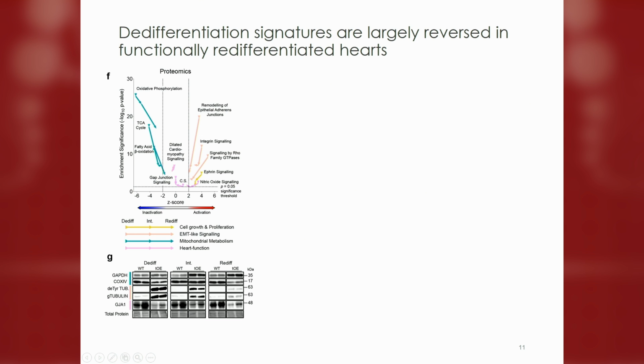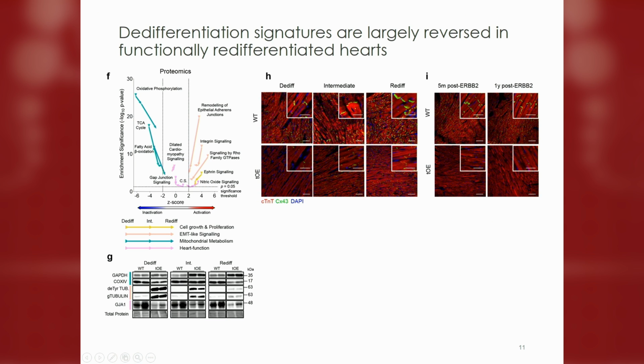And one of the most interesting parts is GJA1, connexin 43. This is a gap junction protein. You see it's very much reduced after ERB2 overexpression, but even at the intermediate or even the RE-DIFF time point, it's not restored. You can actually see it very nicely. GJA1 marks the intercalated disc in green here, and you see it's not restored at the RE-DIFF time point. Actually, we checked it 5 months or even 1 year post-ERB2 activation, and GJA1 is not there in the heart. GJA1 is an important protein.